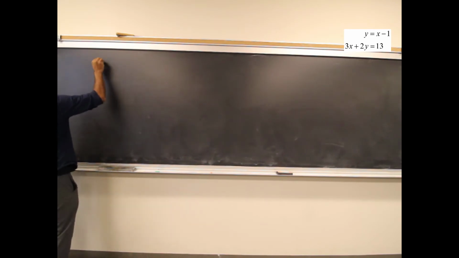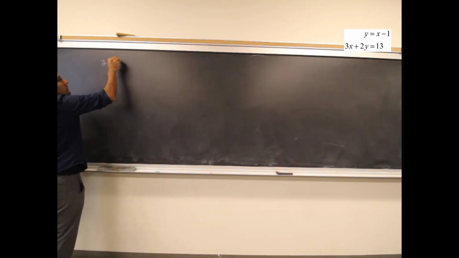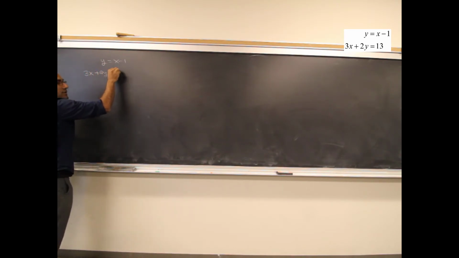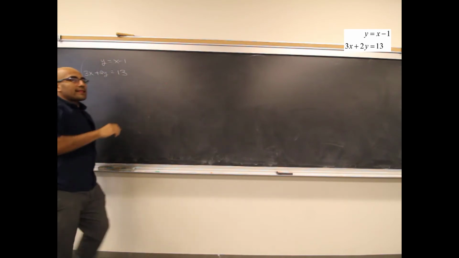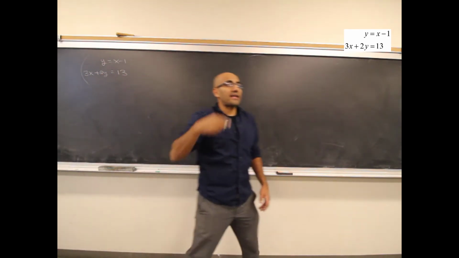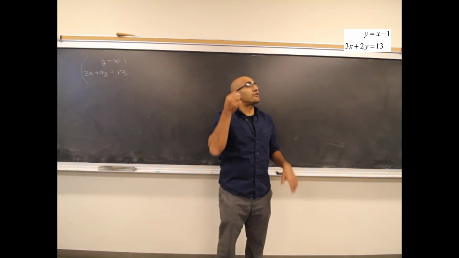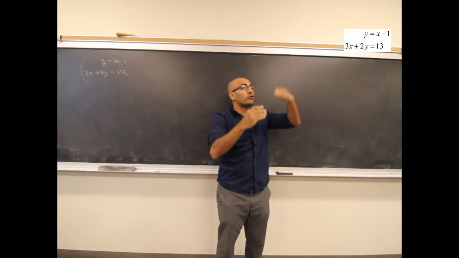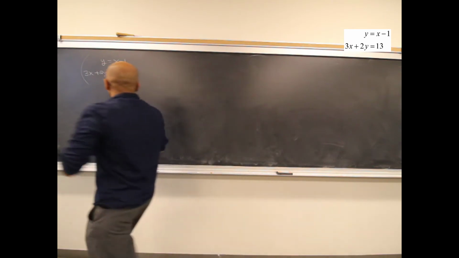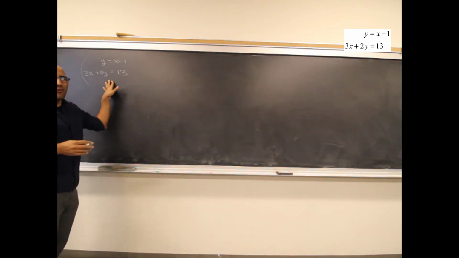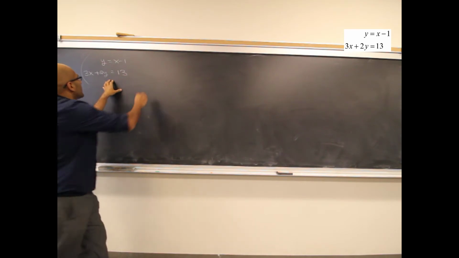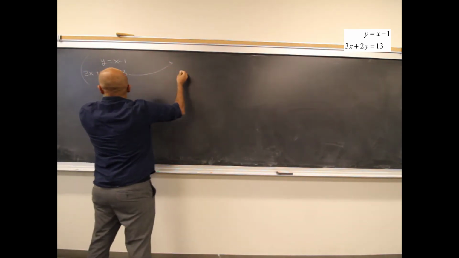So we have y equals x minus 1 and 3x plus 2y equals 13. At the point where they cross, we have a unique choice of x and y such that they are the ordered pairs. I like thinking about that, but a lot of books don't bother with that. They just jump into the substitution part of it. So we can do it this way.